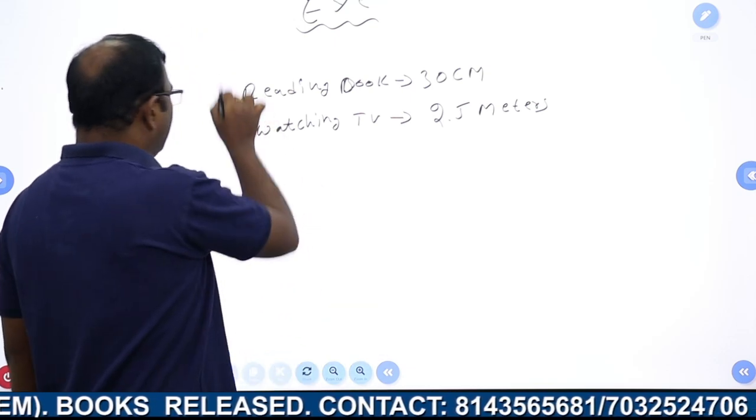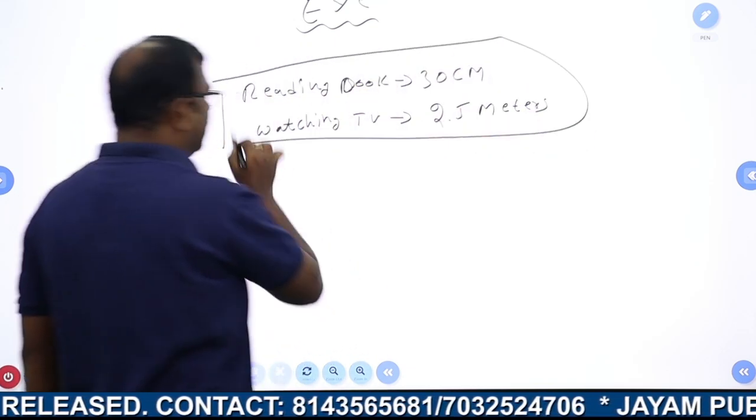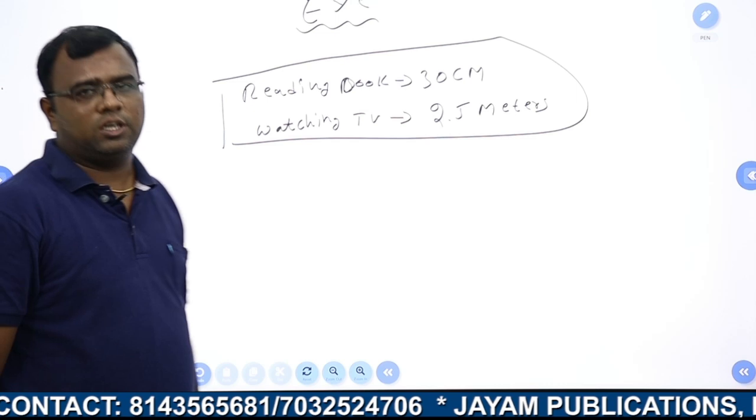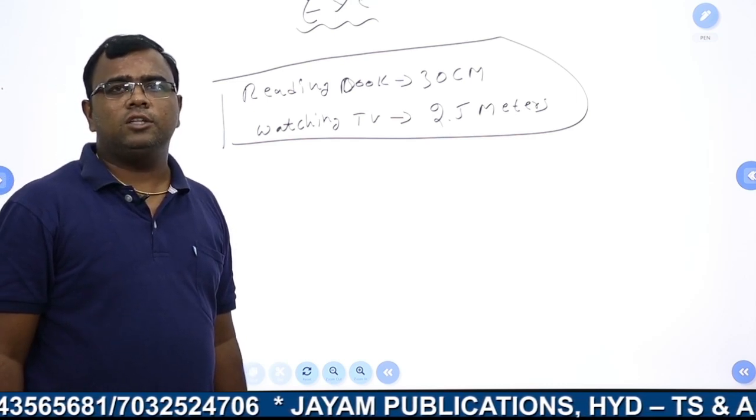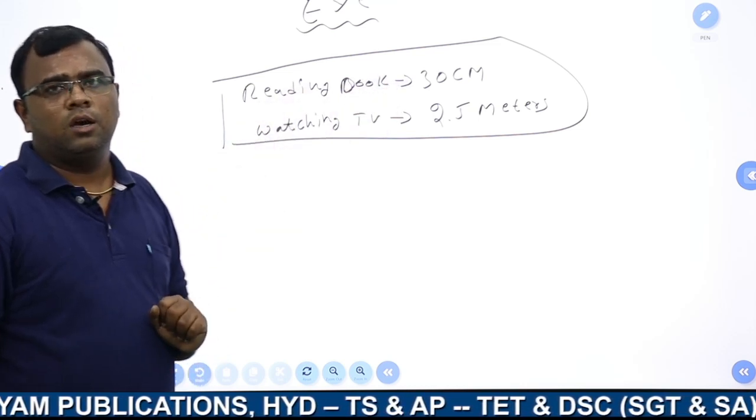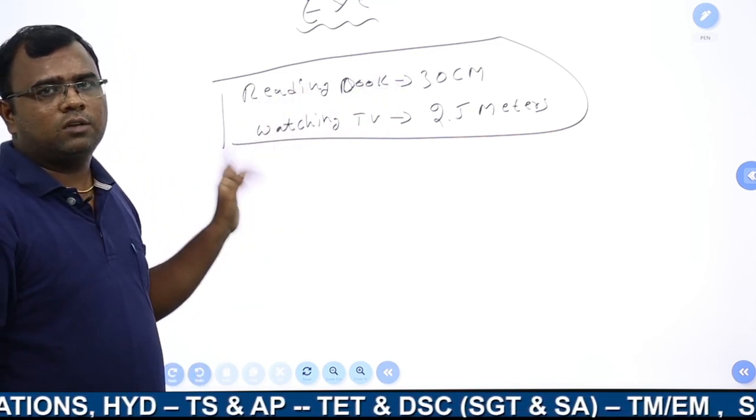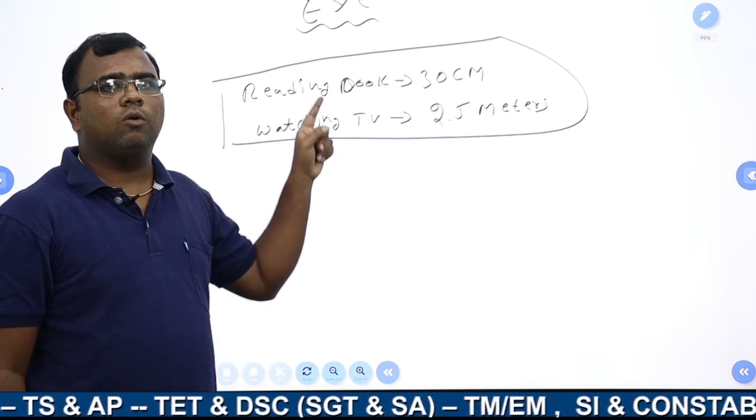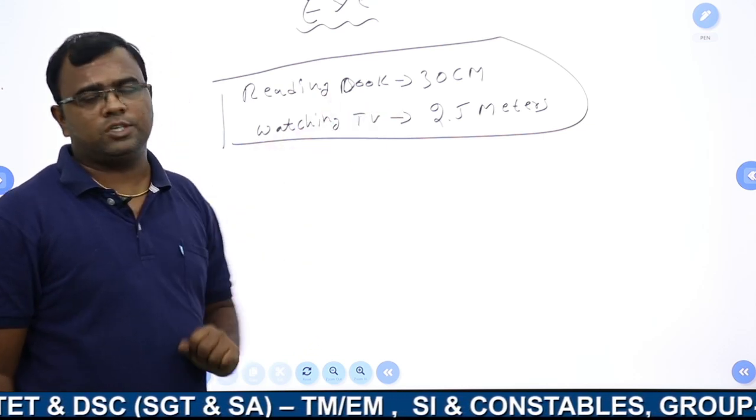This is the distance between the book and the eye, and this is the distance between the TV and the eye. When reading a book, the distance between book and eye is 30 centimeters. When watching TV, the distance between TV and eye is 2.5 meters.